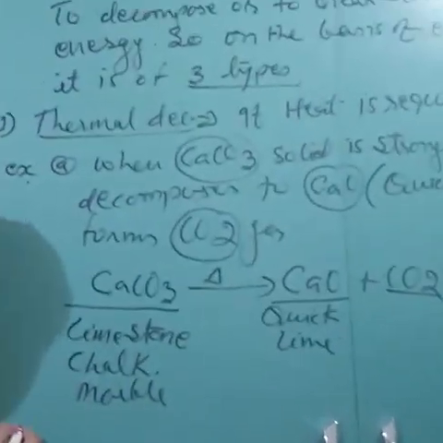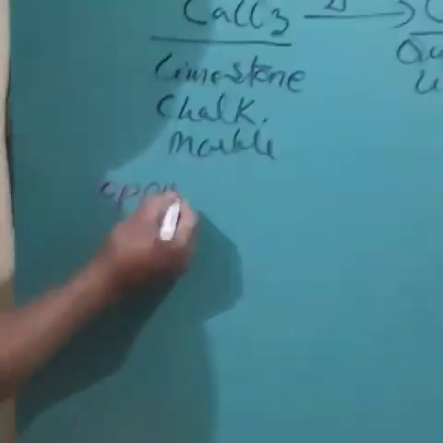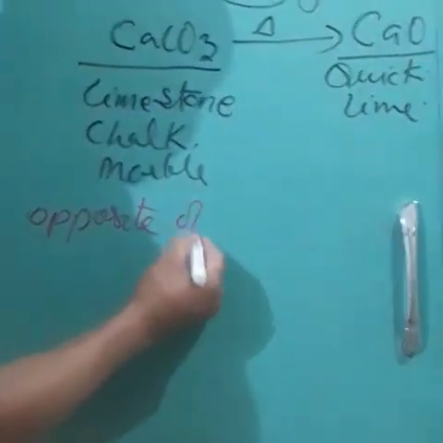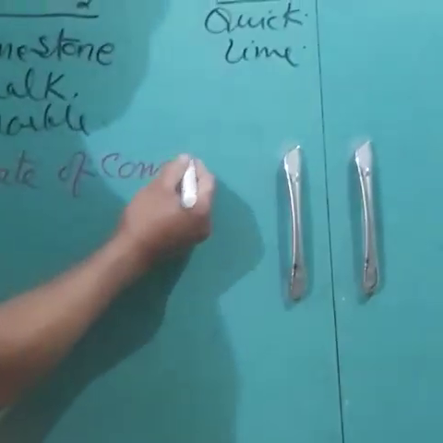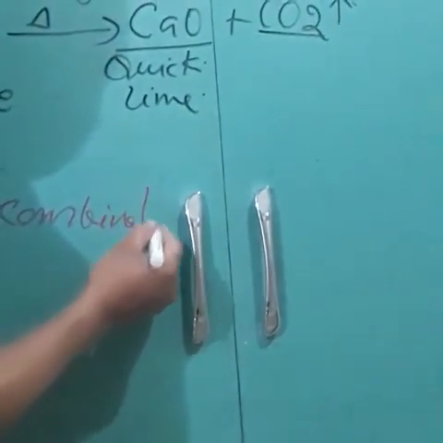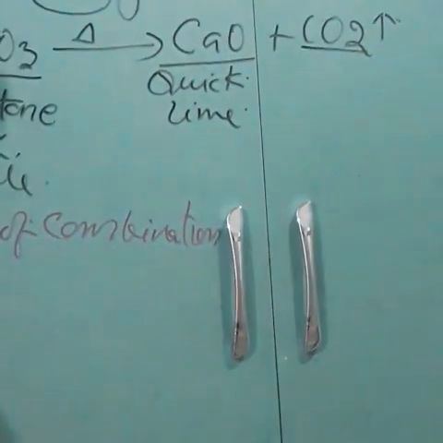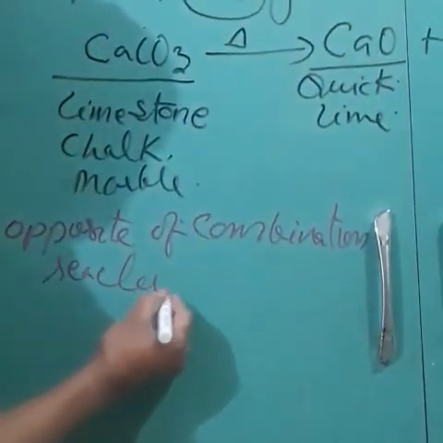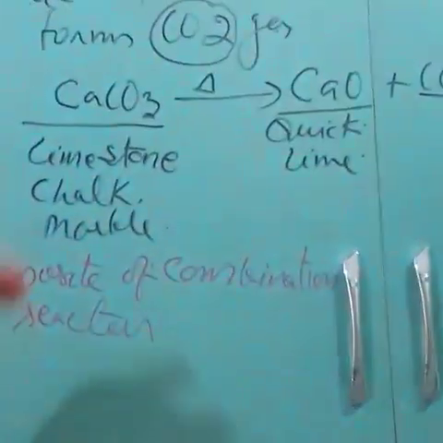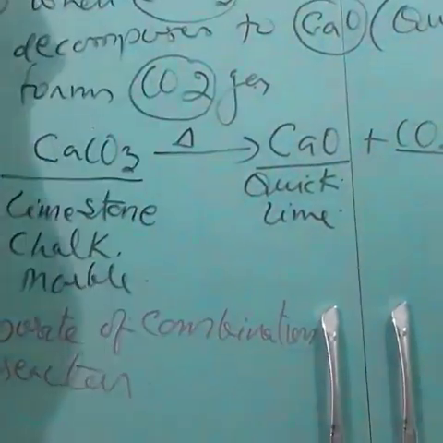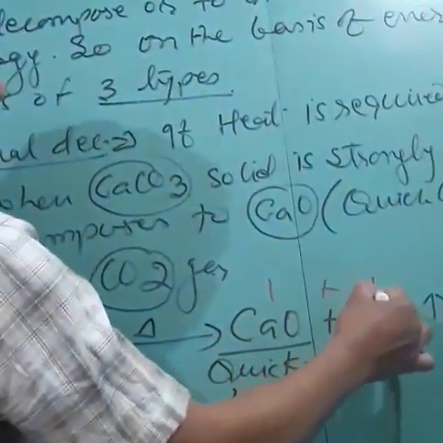This reaction, point to be noted, this reaction is just opposite of what? Combination reaction. Why is it just opposite of combination reaction? It is because there two or more reactants are combined, while in a decomposition reaction one reactant is getting converted into 1 plus 1, that is two substances.